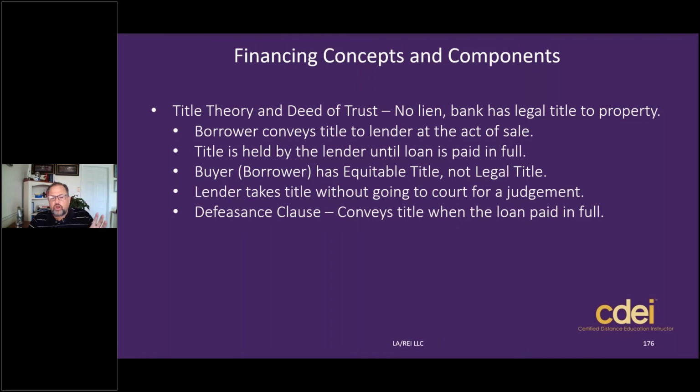Now, there's a term you want to know called the Defeasance Clause. I like to look at it this way, very simple: the loan has been defeated, and that's usually evident through a satisfaction of mortgage. When the loan is defeated, the property is reconveyed to the borrower, the homeowner, who now gets legal title. Remember, equitable title is what they have; the Defeasance Clause will convey the title to the owner of the property and give them full legal title when the loan is paid in full. That's called the Defeasance Clause, and that's in the promissory note.